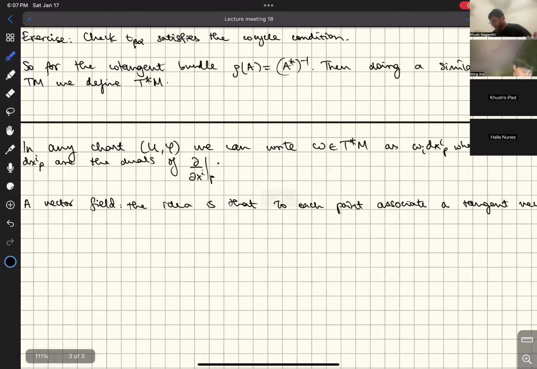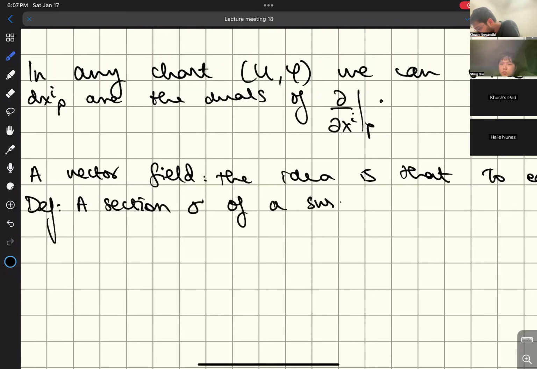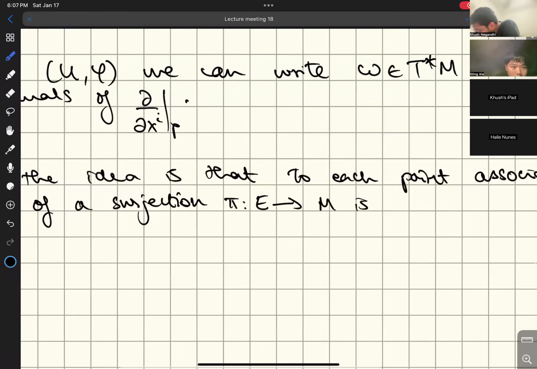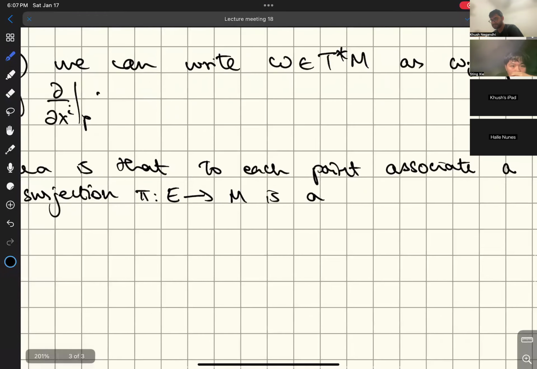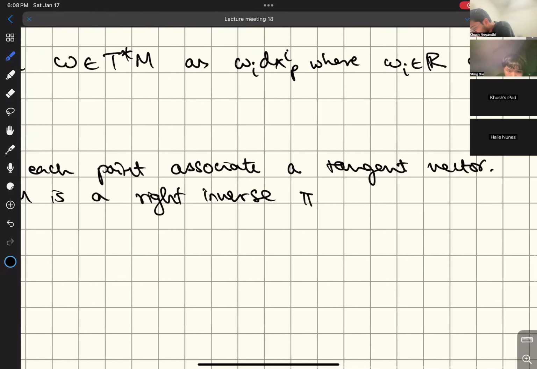So these are called sections. So definition, I'll give a proper definition this time. A section sigma of a surjection pi is a right inverse. In other words, this means that pi composed with sigma is just the identity.